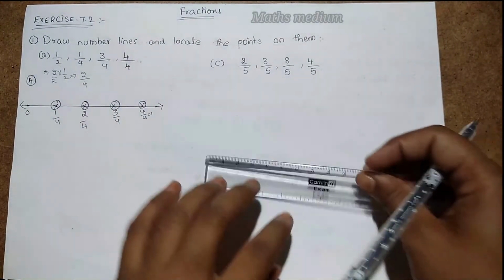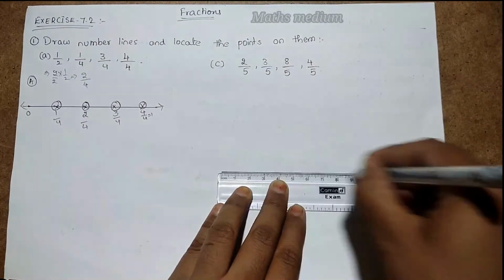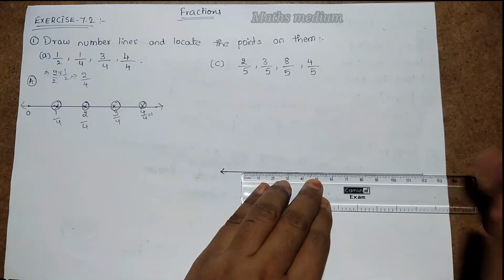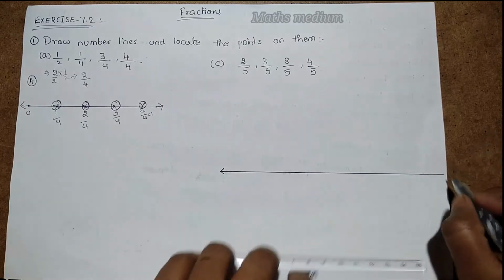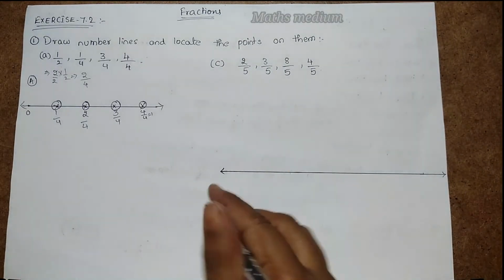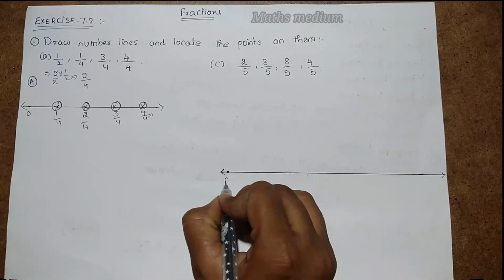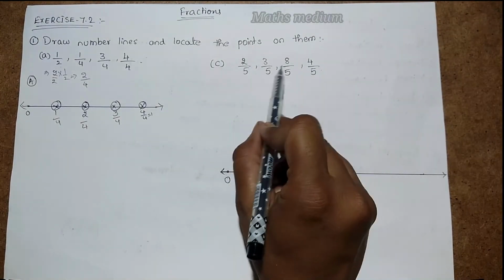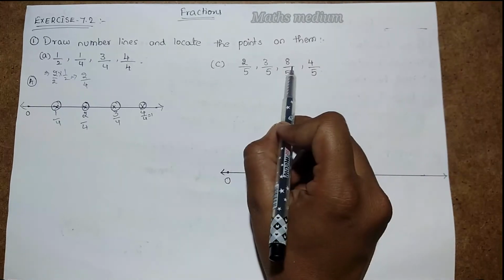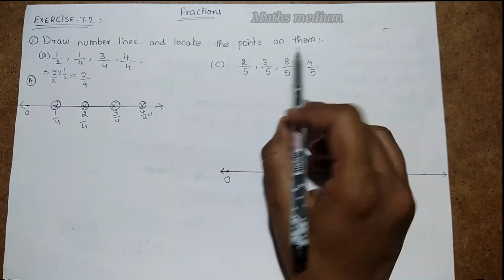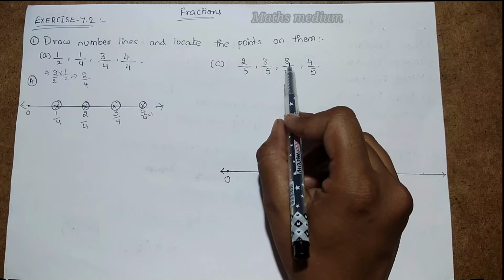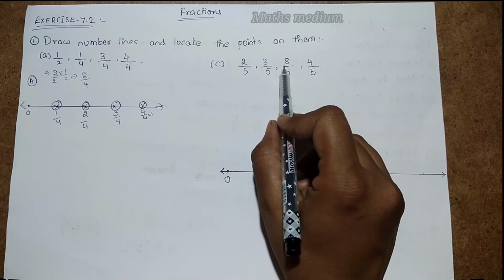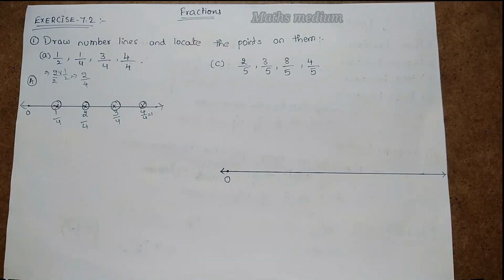Similarly, take a number line for this and extend it as far as possible. No need to represent negative values. So let's take 0 here. Next, it is all with denominator 5. We have to take up to 8 because the greatest numerator is 8, so we have to take more than 8 parts. So 8 is enough for this. So let's start the number line.